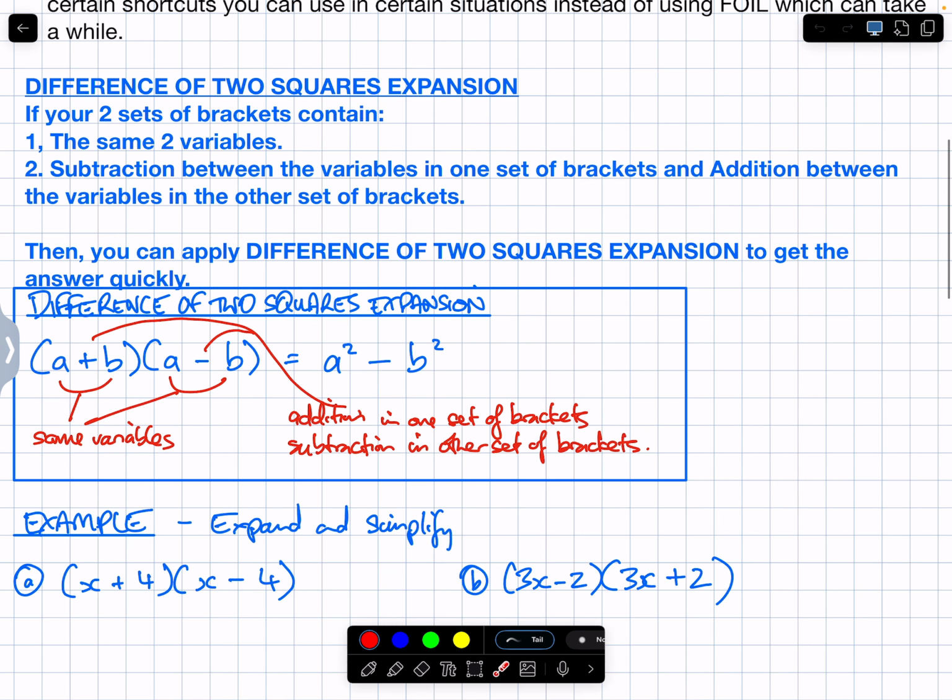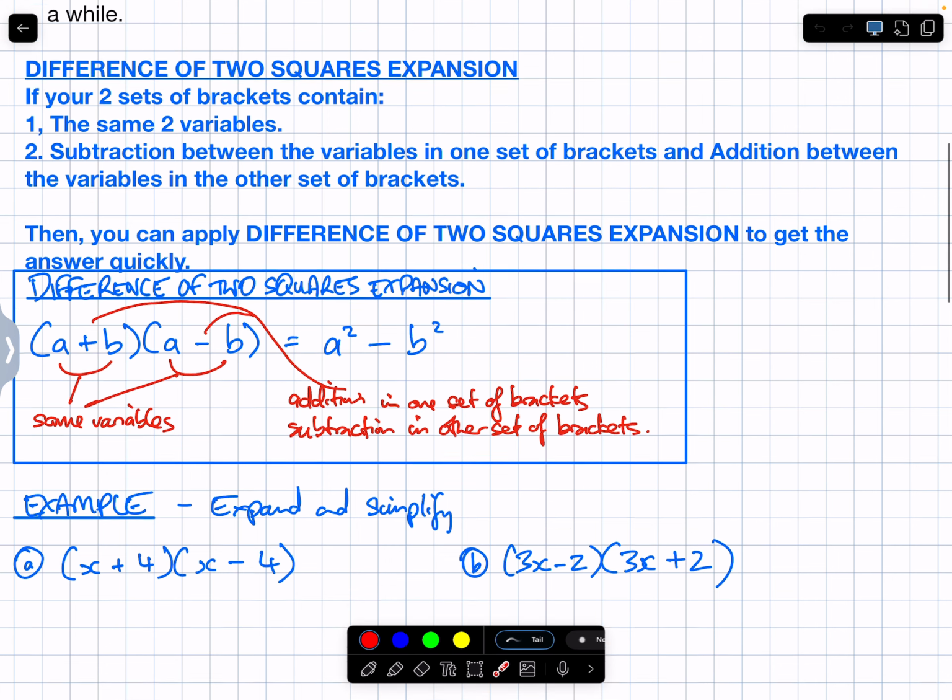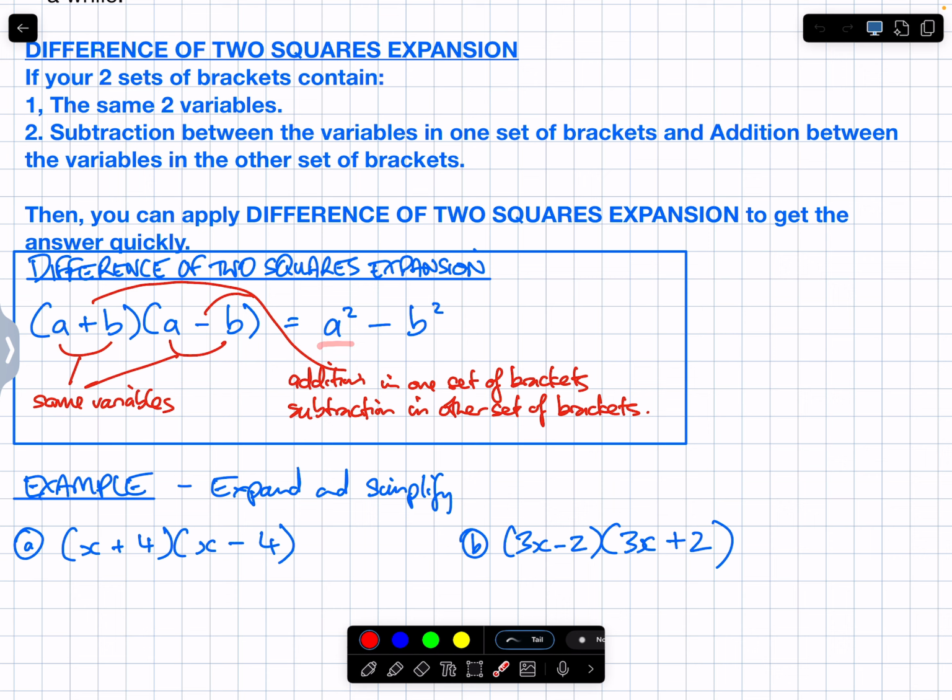Look at these brackets here. Two sets of brackets. It's both A and B. What's the only difference between the contents of these brackets? The operation. The operation is plus in one. The operation is minus in the other. The order doesn't matter. It could be minus in the first one and plus in the second one. And what is the shortcut? If you see this situation, the answer is going to be whatever A is squared, take away whatever B is squared. You'll get the same answer using FOIL, but it'll take longer.